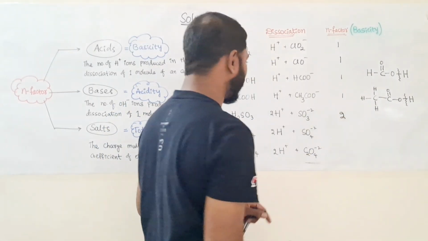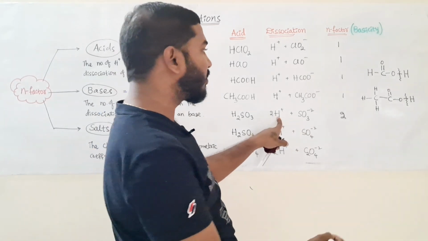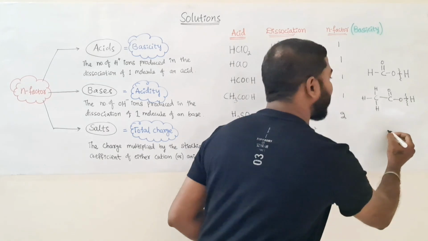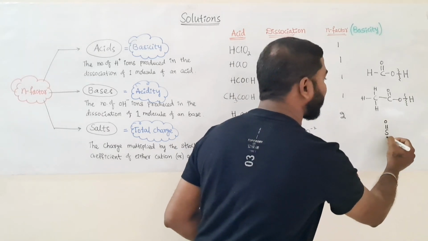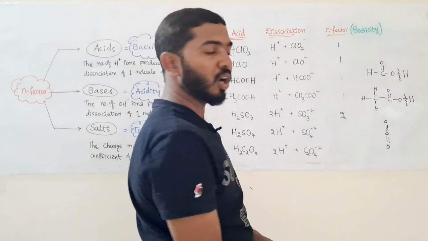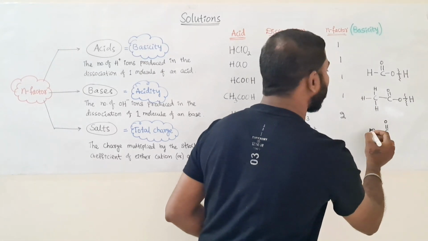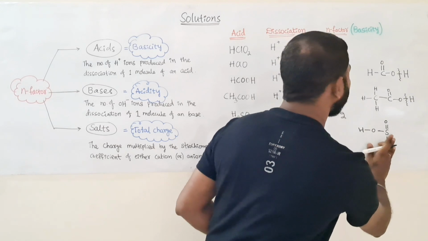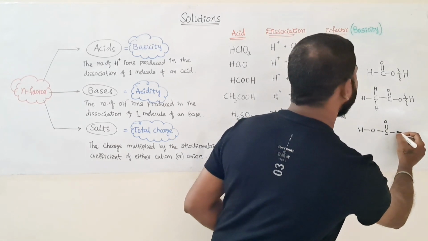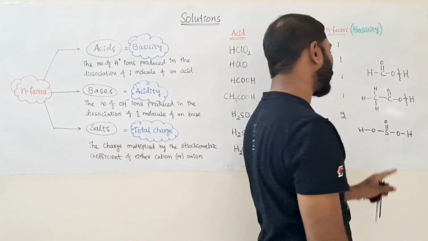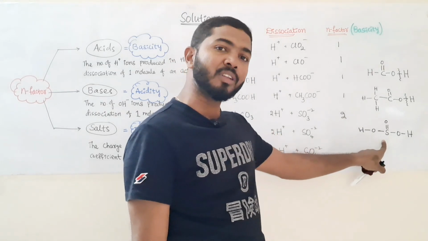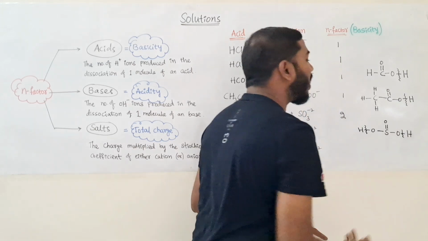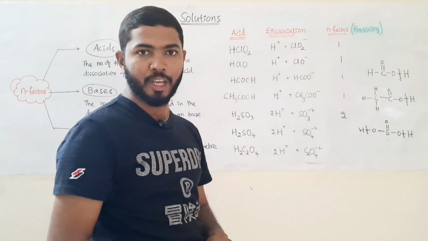And then next, let me just draw the structure of this so that you will understand. The group number of sulfur is 6A, so the maximum number of bonds it can form is 6. And now H2SO3. So this is the structure of sulfurous acid. That's why both the hydrogens are attached to oxygen, so they both can undergo dissociation.